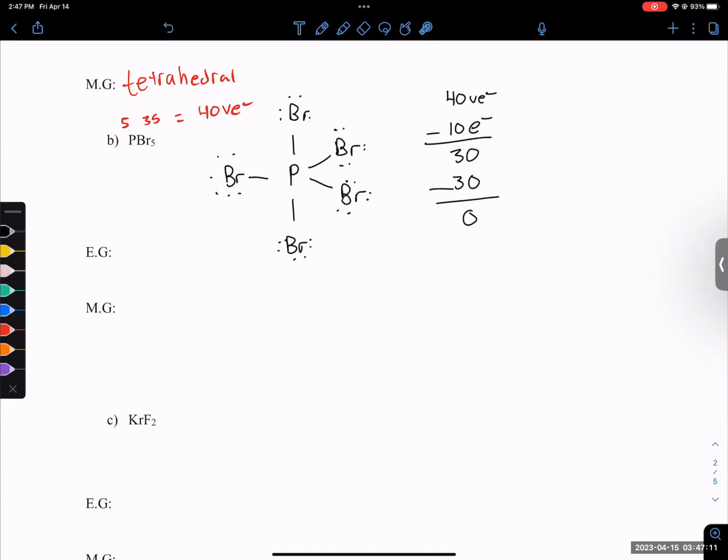Now that we have done that, and we realize that there's no lone pairs on the central atom, what does that tell us about their electron and molecular geometry? If there's no lone pairs, yeah, exactly, Cindy. If there's no lone pairs on the central atom, that must mean that the electron and molecular geometry are the same. So this is one of those cases where the molecular geometry is the electron geometry as well.